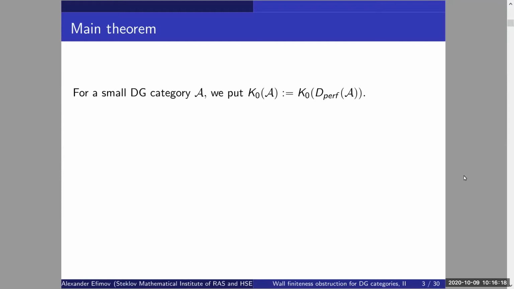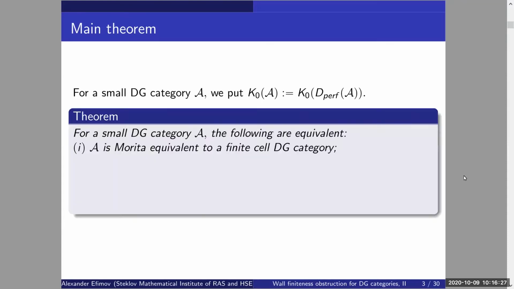I recall that for a small DG category A, for simplicity, I put K0 of A to be K0 of the category of perfect complexes over A. So the theorem is that for a small DG category, we have the following 3 equivalent statements. First is that A is Morita equivalent to a finite cell DG category.